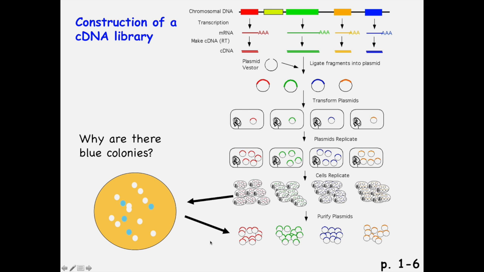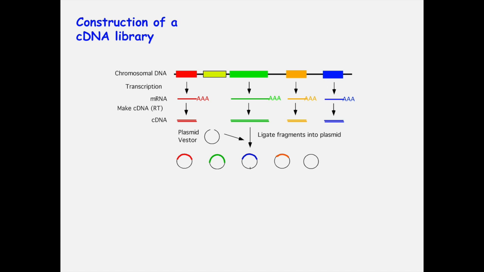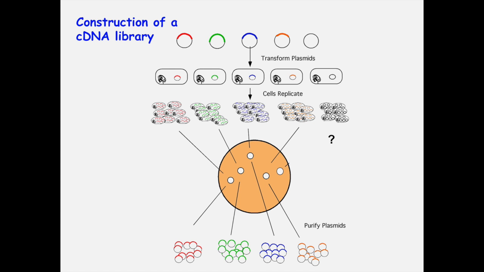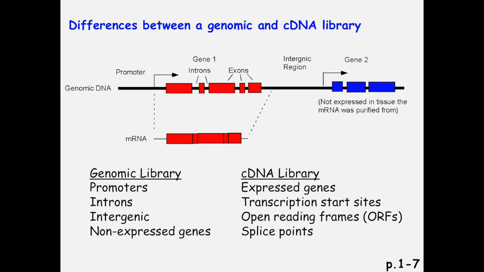There are blue colonies here because some plasmids may actually get through this whole process and not ever have a cDNA fragment ligated in. If that bacteria makes it to the petri dish, it will still have the LAC-Z gene intact, and it will be able to break down X-Gal, so it will turn blue. Okay, and the construction of the library, like I said, has been done by Rutgers University.